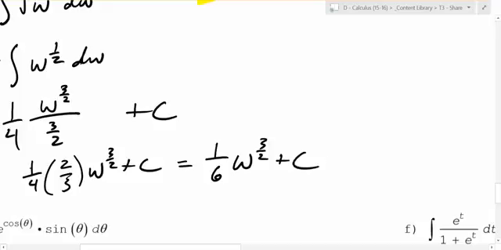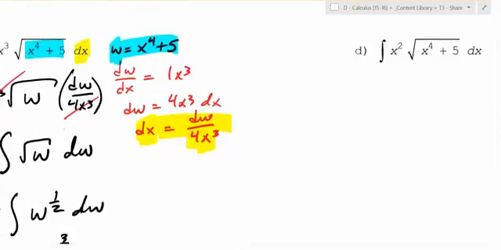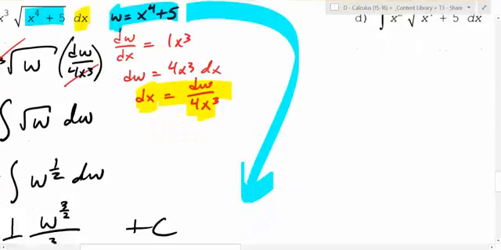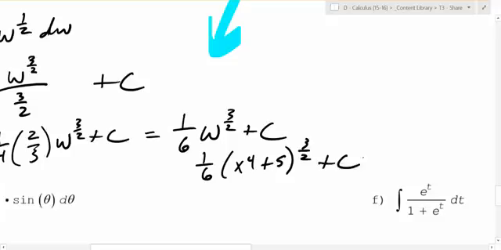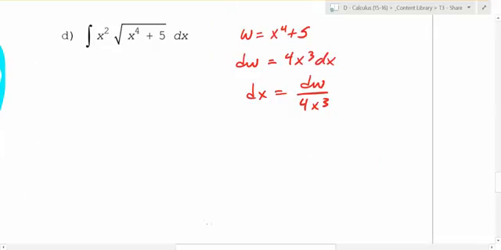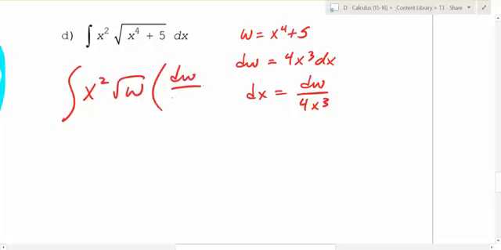Now, do we want to leave w in there? No. What does w equal? Got to throw it in there. X to the 4th plus 5. So what do you end up with? 1/6 times x to the 4th plus 5, to the 3/2, plus c, and that would be your final answer right there. So when you did this, I imagine you have something that looks like this, right? And then you had dw over 4x cubed, like this. You did this out, and I imagine you ended up with this.